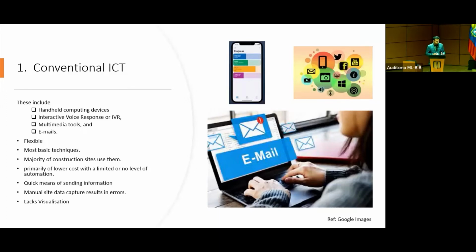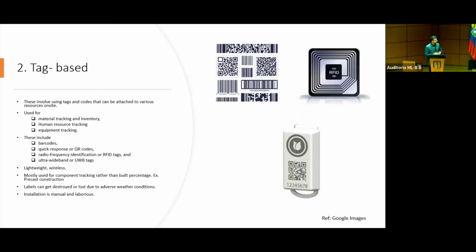Conventional ICT includes the most used methods, like mobile platforms that work on some backend computing, including Excel sheets and the most basic techniques of progress monitoring. These are used in the majority of construction sites because they are a very low-cost and quick means of sending information. But the con is that they lack visualization.